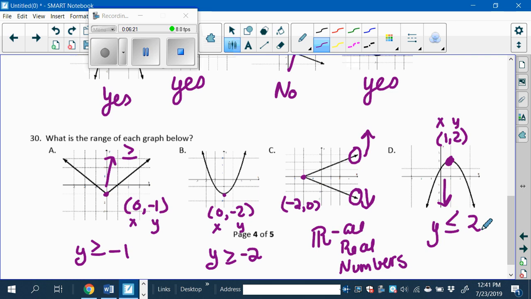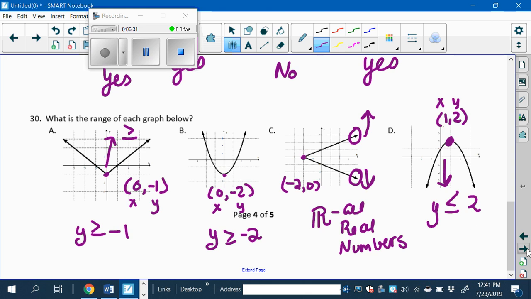I did a really good video on domain and range of continuous graphs a while ago, and I want to make sure you guys watch that. It really helps a lot with those.